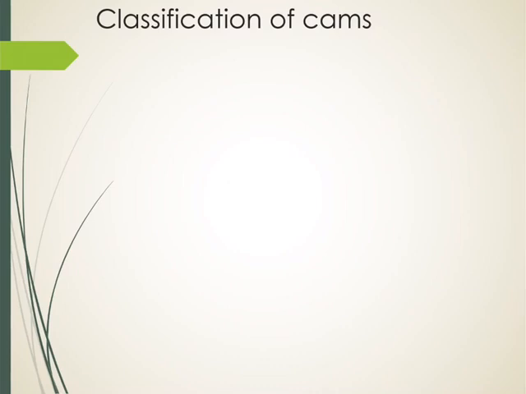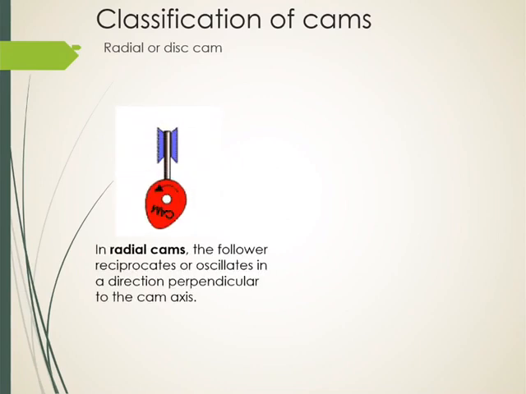Now let us come to the classification of cams itself. So we saw the classification of followers and we saw the classification of cam mechanisms. And now we are seeing the classification of cams itself. The cams can be classified as radial or disc cam. So this is a common type of cams what you will find in many applications.